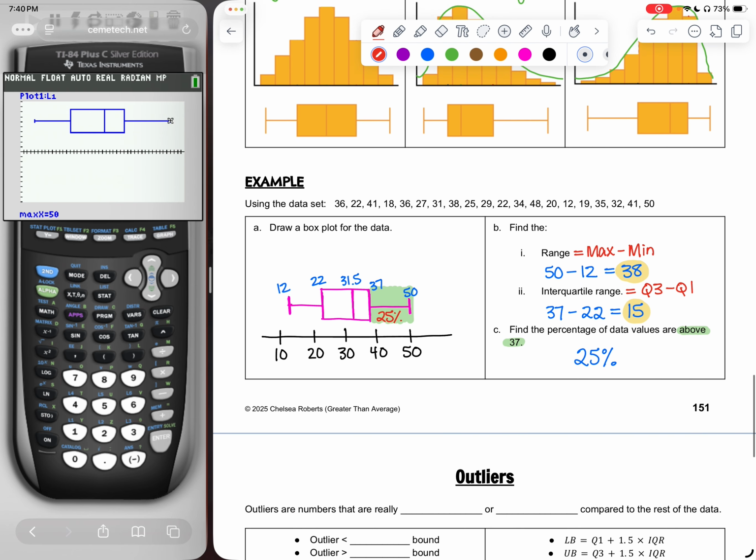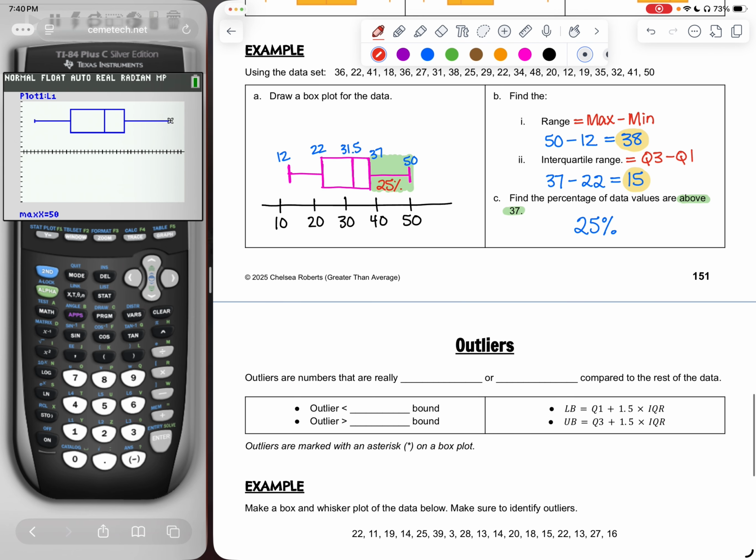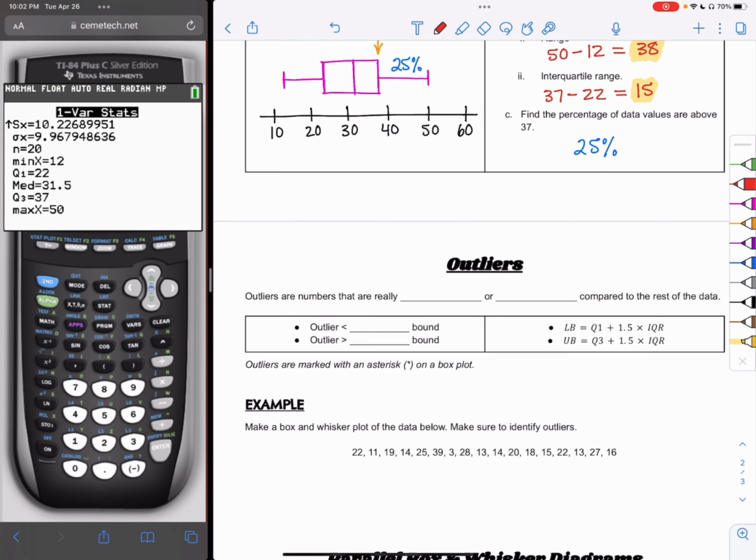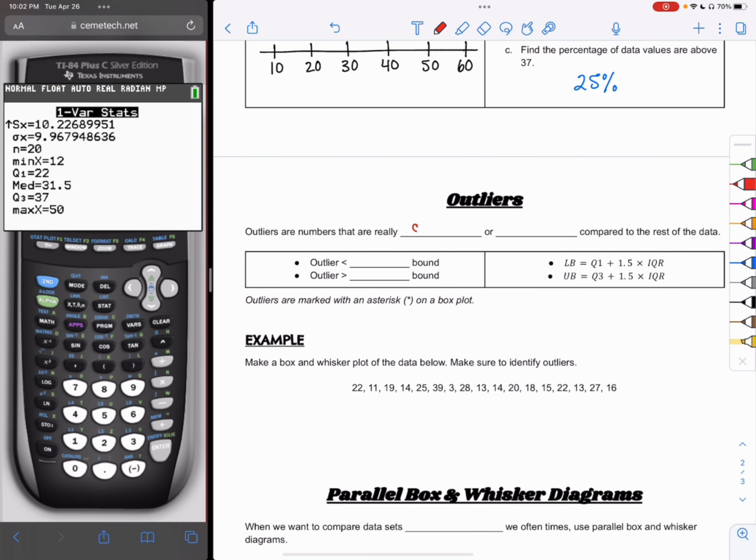All right, so now let's talk about outliers. Outliers are numbers that are really, really small or really large compared to all of the rest of your data values. There are some formulas that we use to figure out the lower bound and the upper bound, to figure out what number will start becoming an outlier. So anytime you have an outlier, that number is going to be less than the lower bound, or greater than the upper bound.